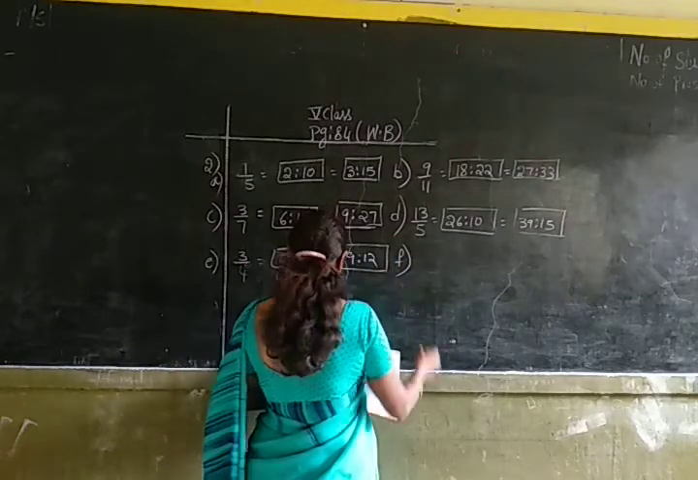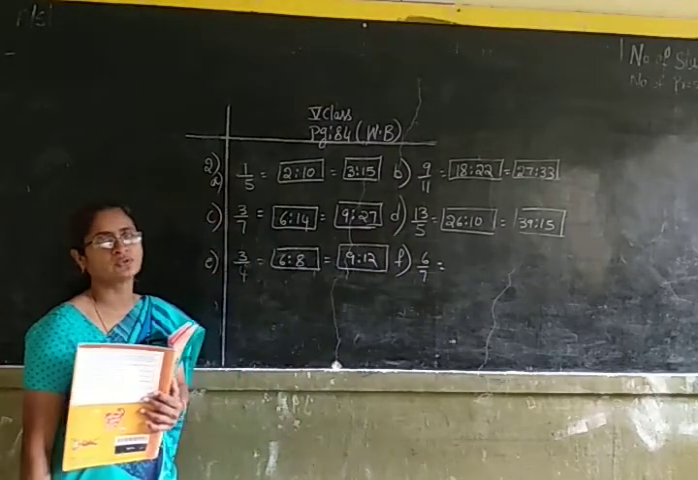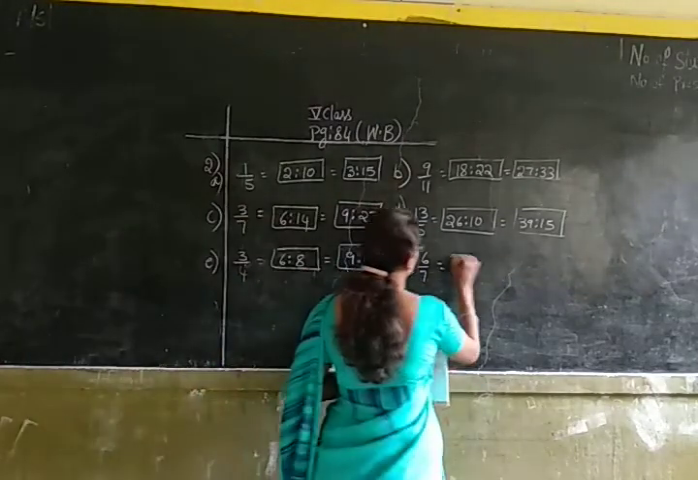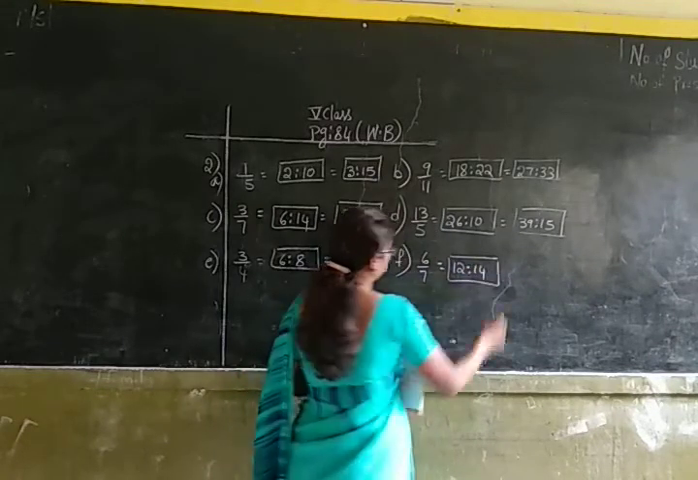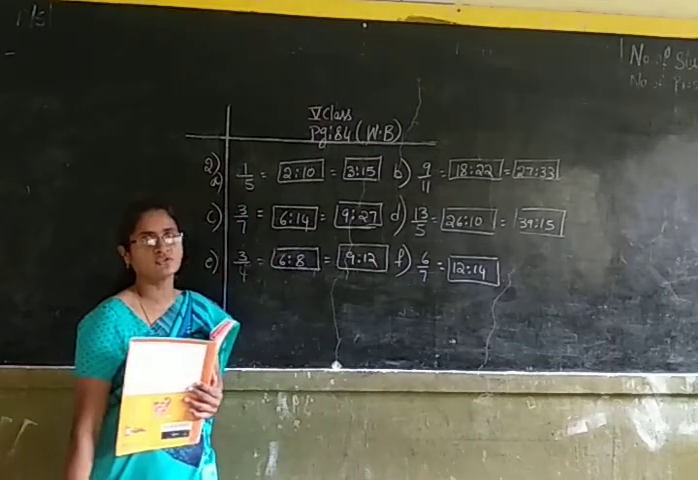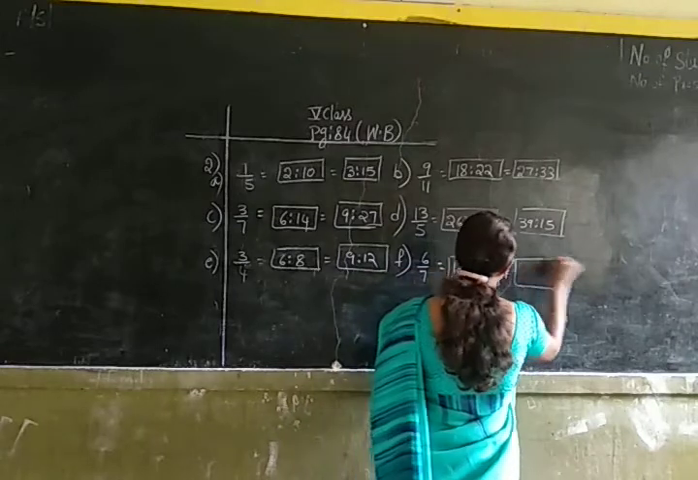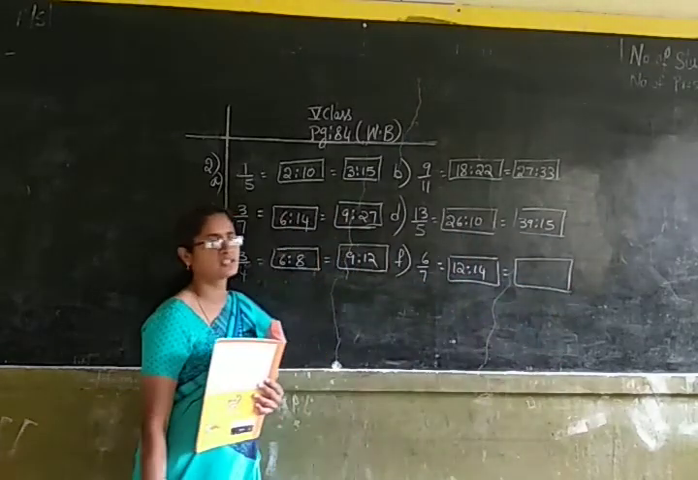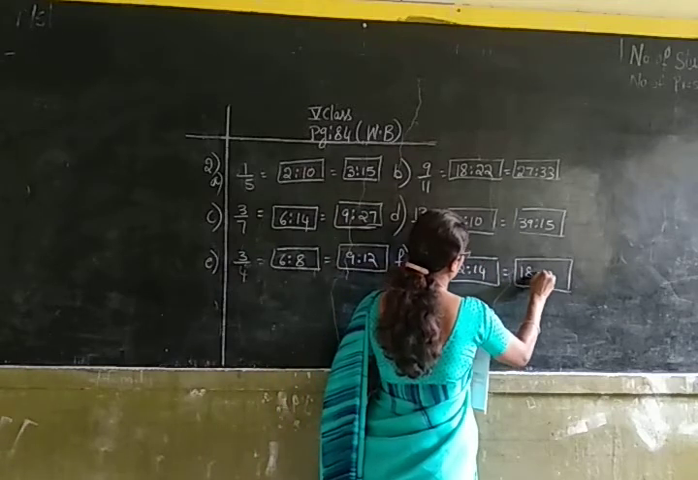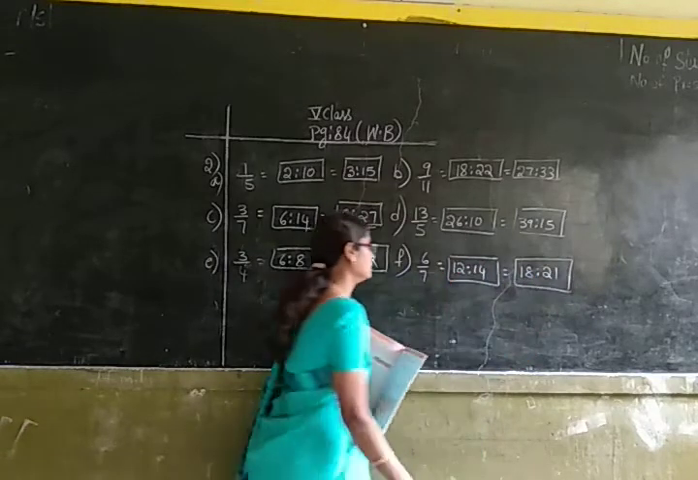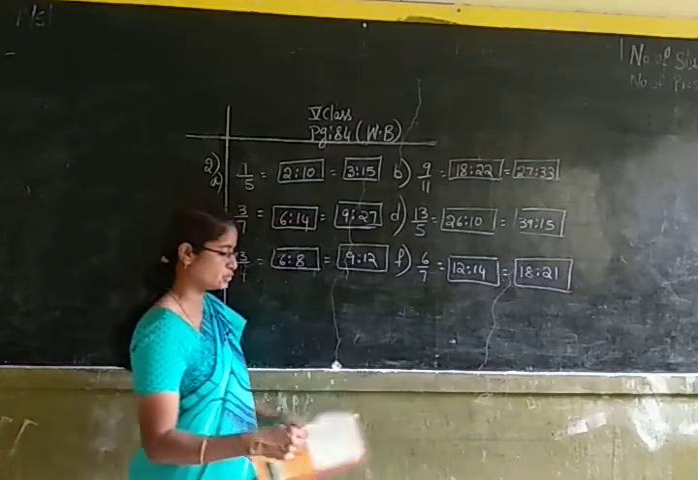Now let us do the F sum. 6 by 7. Now let us multiply 6 by 7 with 2 by 2 and 6 by 7 with 3 by 3. 6 2s are 12, 7 2s are 14. 12 is to 14 is the equivalent ratio for 6 by 7. Now let us multiply 6 by 7 with 3 by 3 and write down the next equivalent ratio. 6 3s are 18, 7 3s are 21. So the equivalent ratios for 6 by 7 are 12 is to 14 and 18 is to 21.